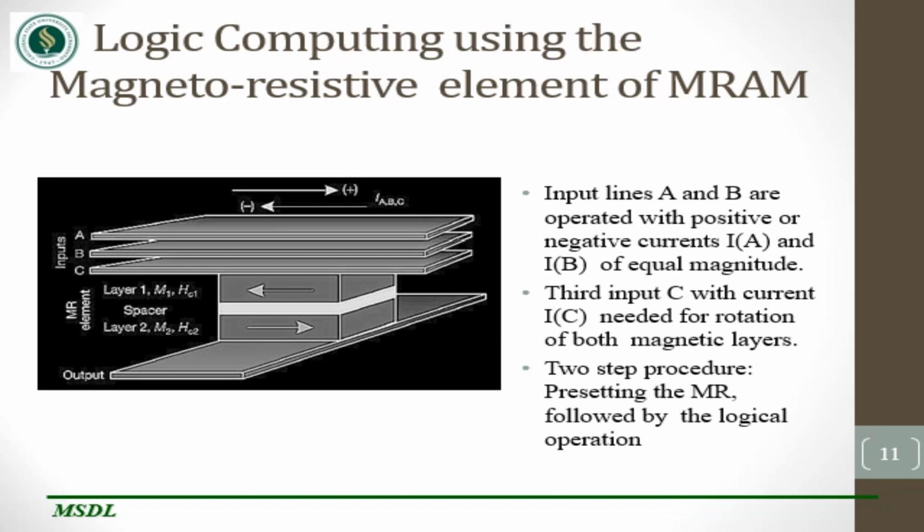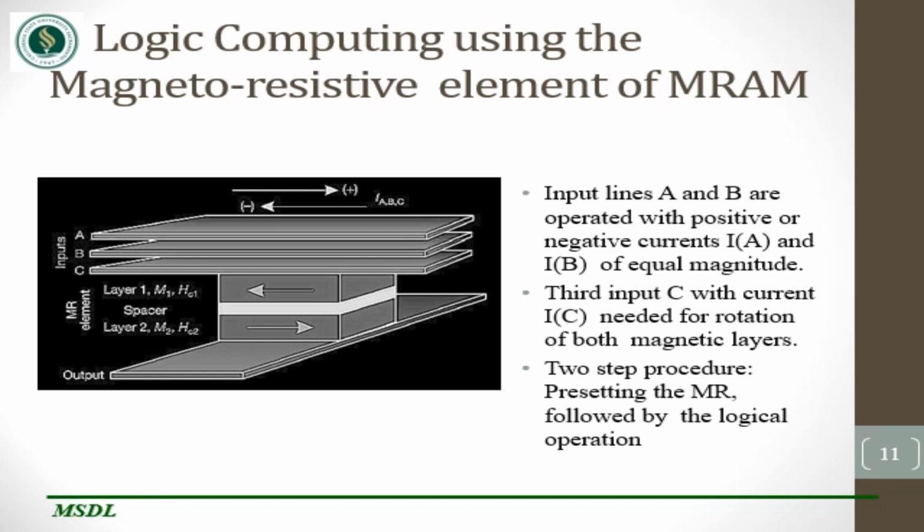Now that we have learned how MRAM works, let us explore how the magnetoresistive element of MRAM can be used for logic computing. The input lines A and B here are operated with positive or negative currents of equal magnitude.